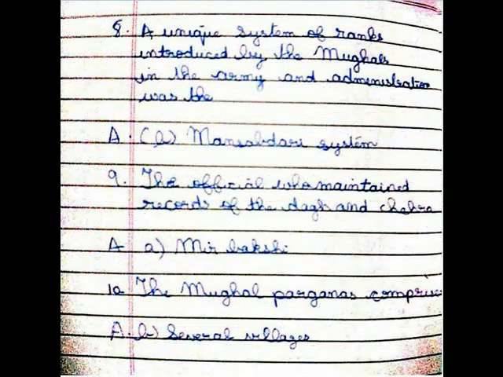A unique system of ranks introduced by the Mughals in the army and administration was the Mansabdari system. The official who maintained records of the Da and Chehra, Mir Bakshi. The Mughal Parganas comprised several villages.